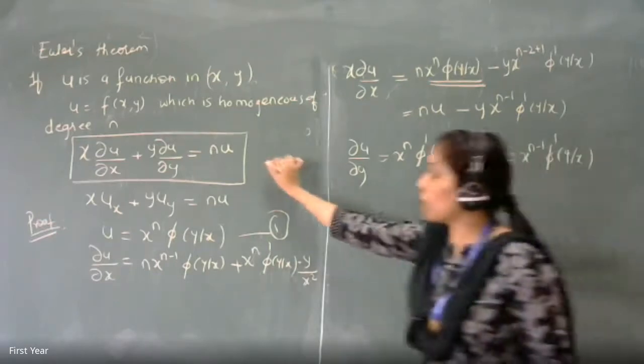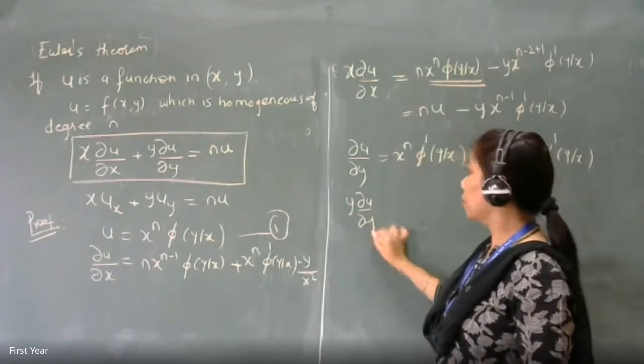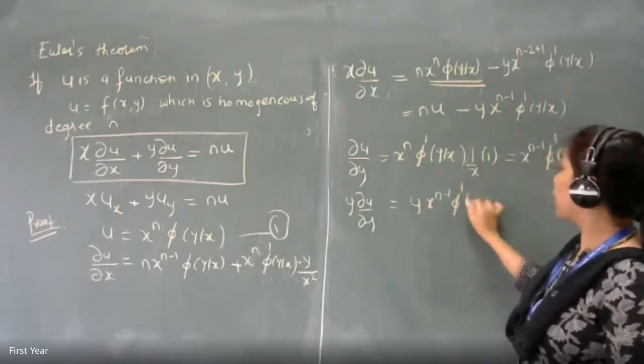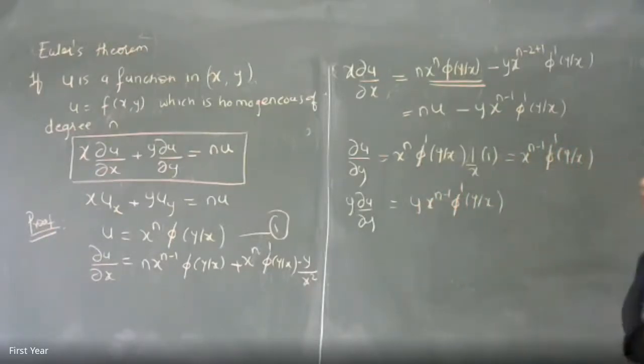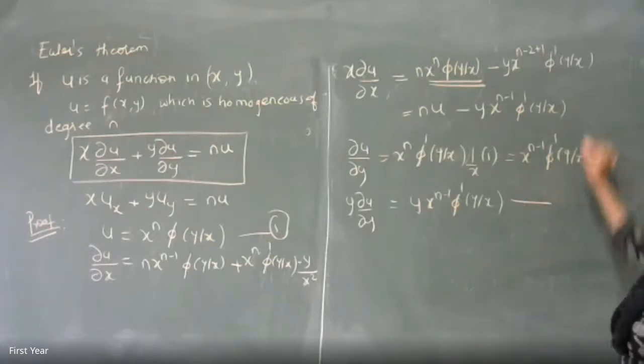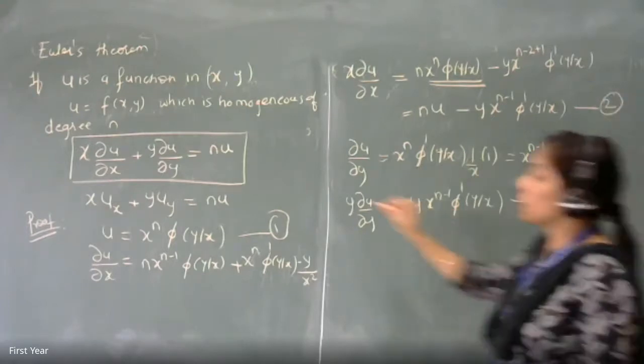And now look at the expression that I want. I want y delta u by delta y. So what will it become? y x raised to n minus 1 phi dash of y by x. And therefore, I'll call this equation 2, this equation 3, and this the star equation.